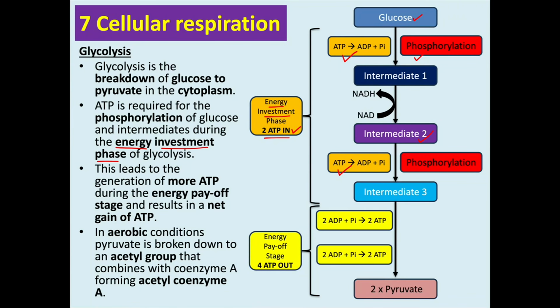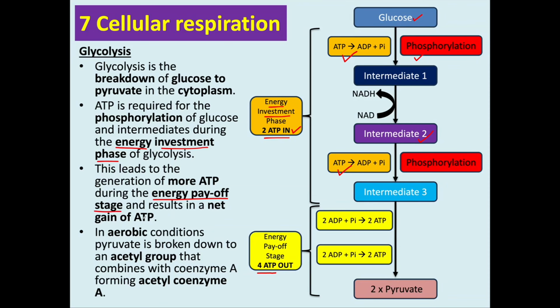Don't worry too much about the NADH and NAD for now. We'll talk a little bit more about them in the next stage, but just note that this reaction occurs here as well. But we'll come back to it a bit later on. So at the end of the energy investment phase, we have put 2 ATP in for these 2 phosphorylation reactions to happen. Then we move on to the energy payoff stage. This is where we start getting the ATP back out. And in total, in the energy payoff stage, we get 4 ATP back out.